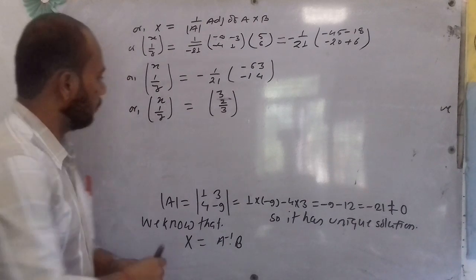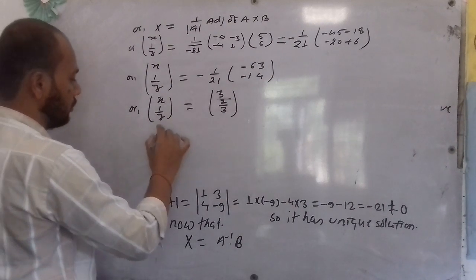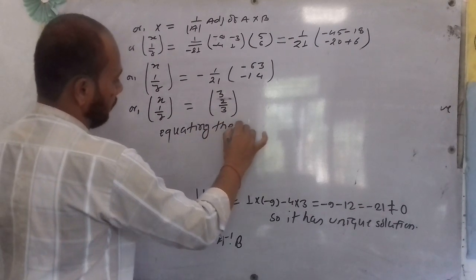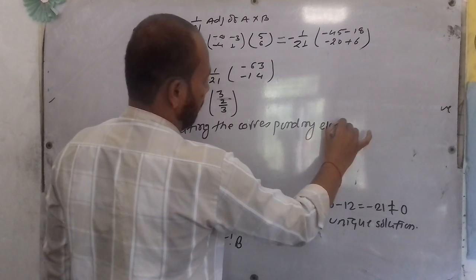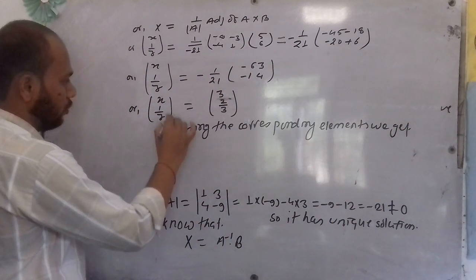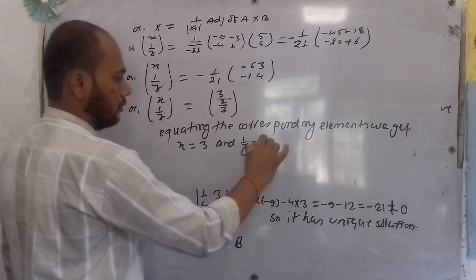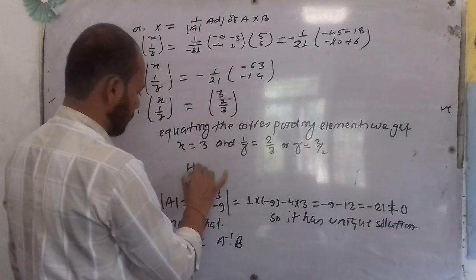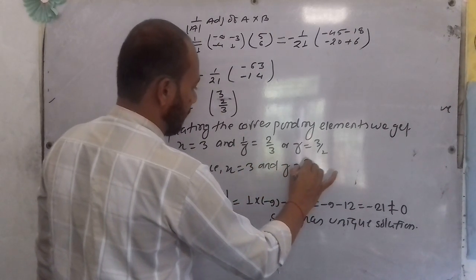And after completing this, now equating these two equal matrices, equating the corresponding elements we get, look here, x is equal to 3, and 1 by y is equal to 2 by 3, or y is equal to 3 by 2. Hence x is equal to 3 and y is equal to 3 by 2.